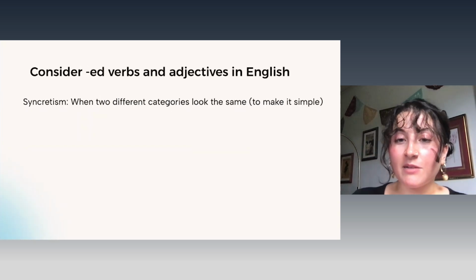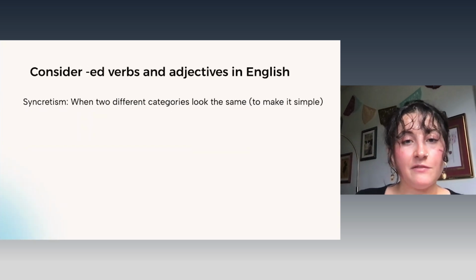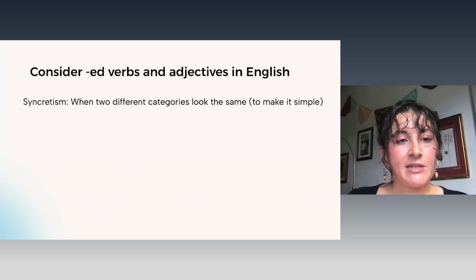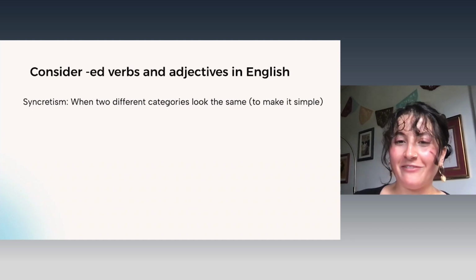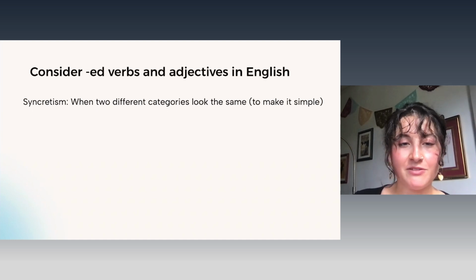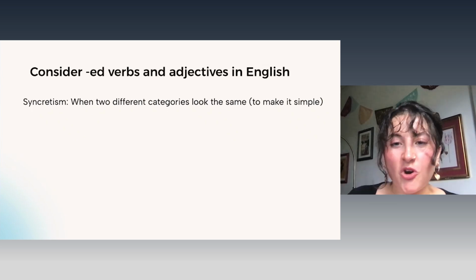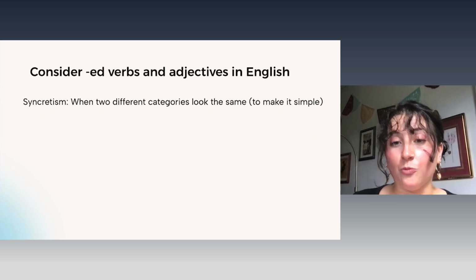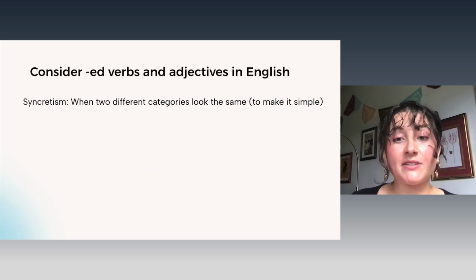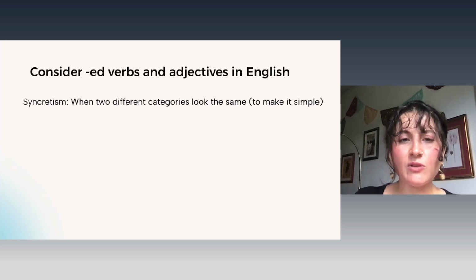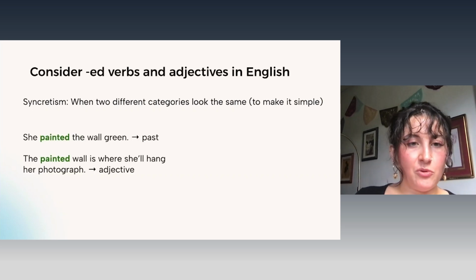And what I want to talk about in morphology is this idea of syncretism. So syncretism kind of has a more complicated definition, but I tried to simplify it here to just make it really easy. So syncretism, essentially for our purposes, is when 2 different categories or words look the same or are expressed the same way. So let's start with a more everyday example.